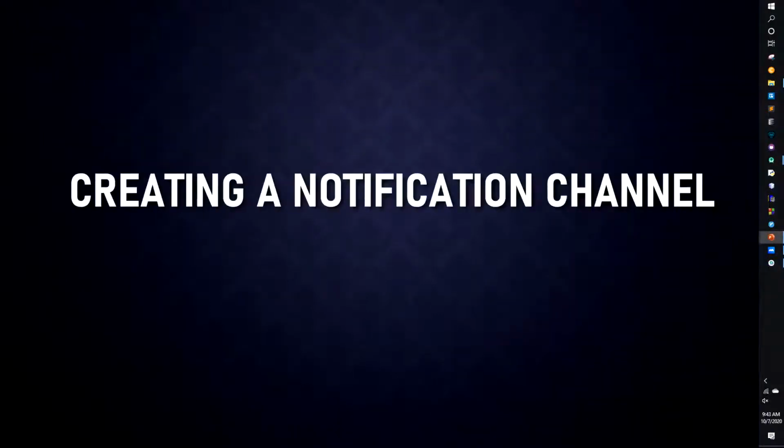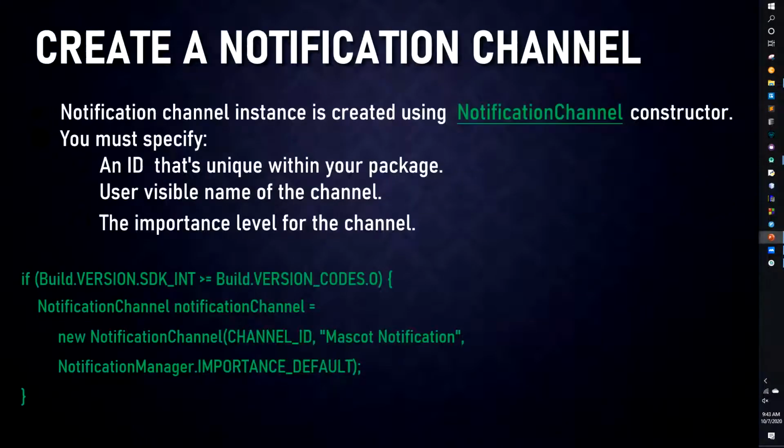To create a notification channel, the first thing is we use the notification channel instance. Once we use this, you can specify the ID for that specific notification within your package, and also name the title for your notification: what notification this is, from what kind of app, and what it's targeting.